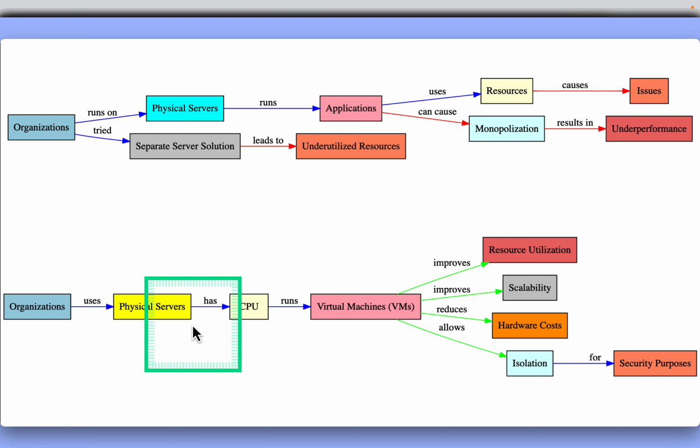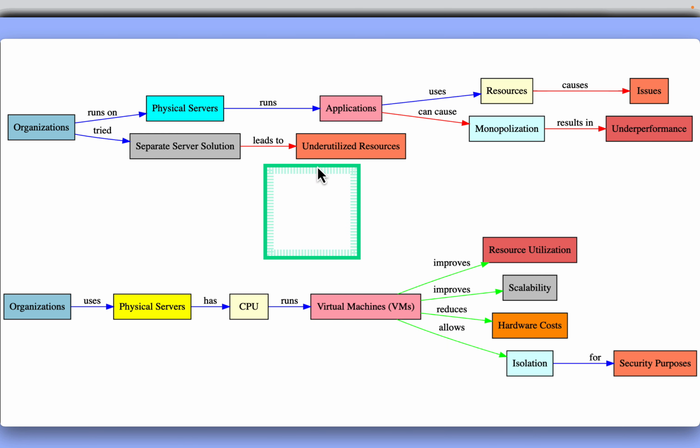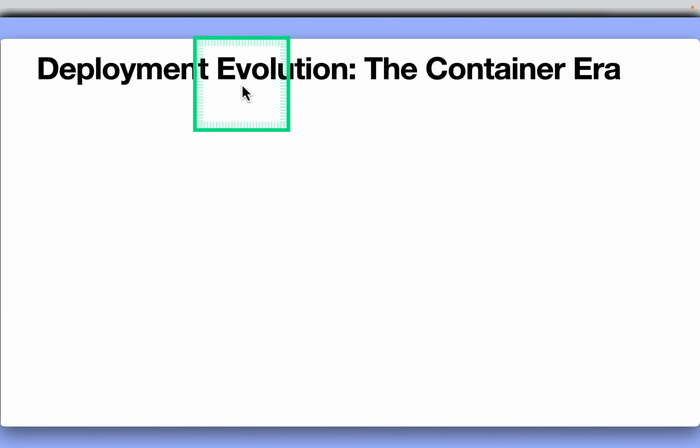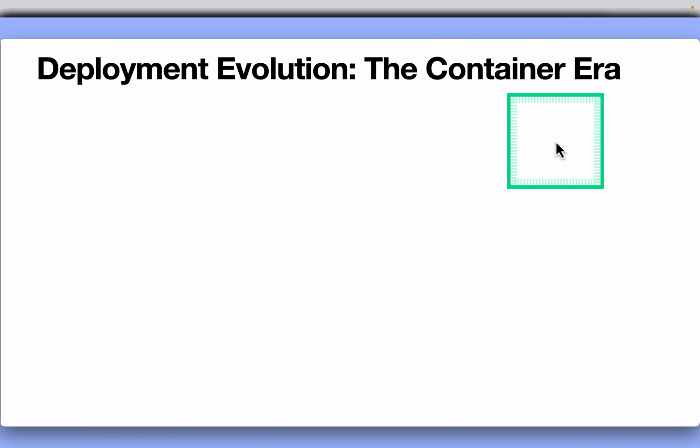And organizations started using virtual machines. So this was before virtual machines, when applications ran directly on physical servers. Virtual machines improved resource utilization and scalability, reduced hardware costs, and allowed isolation for security purposes. But then in deployment evolution came the container era.